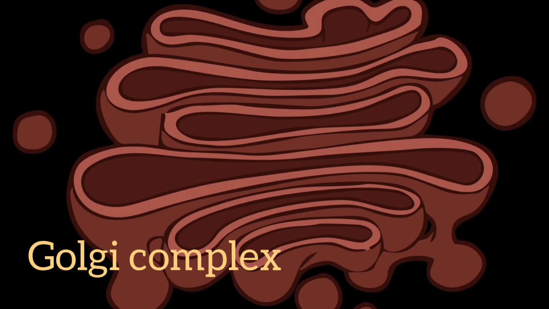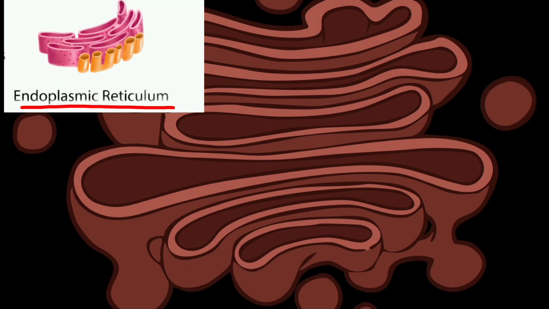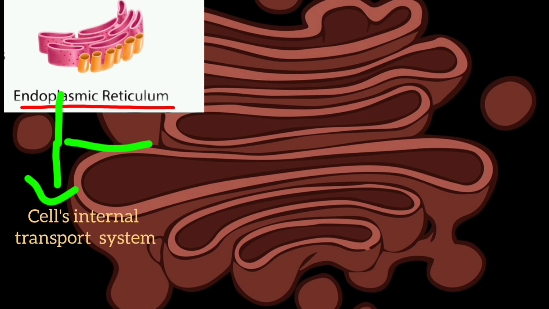And these vesicles in the Golgi complex, or the flattened sacs in the Golgi complex, help in processing, packaging and transporting substances inside the cell. And also the Golgi vesicles are connected to the membranes of the endoplasmic reticulum, and together they form part of the cell's internal transport system.